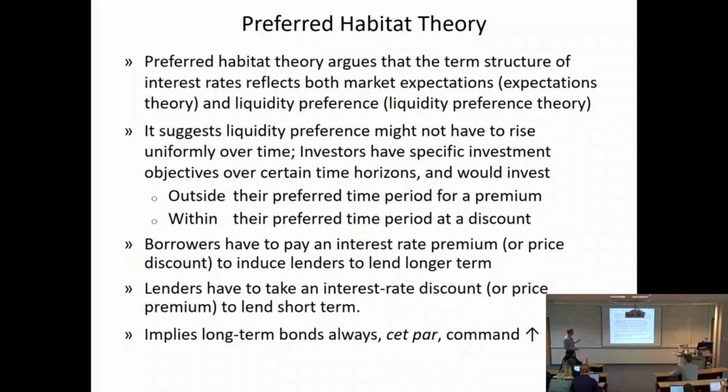So preferred habitat is all about investors. If they go outside of their comfort zone, i.e. they lend longer rather than shorter, they want to be compensated. If you want to get a bond investor, naturally risk averse, to invest over 30 years rather than 5 years, you need to compensate them more, hence the shape of the yield curve, compensate them more for going outside their comfort zone.